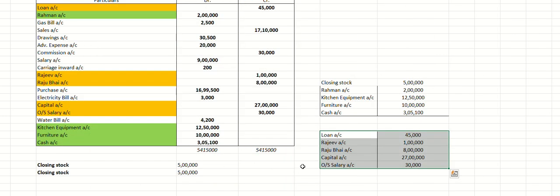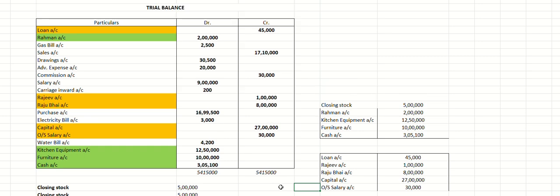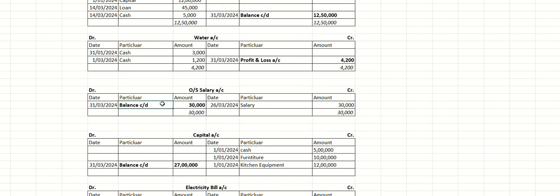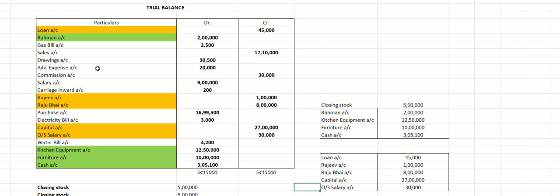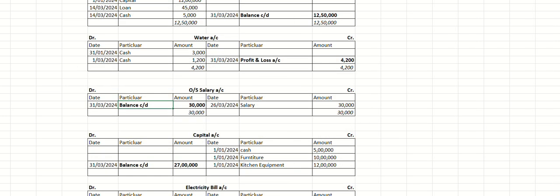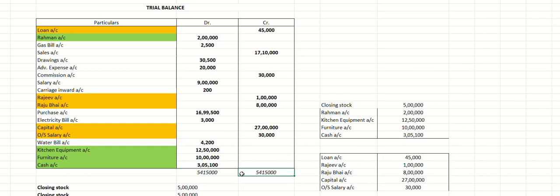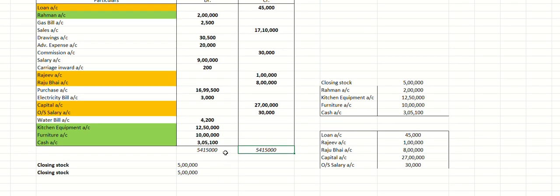From there, we move to the trial balance. How do we prepare the trial balance? We will just take the balances. For example, outstanding salary is written on the debit side in the ledger, so in the trial balance we write outstanding salary on the credit side, just opposite. Trial balance is a pre-check before the balance sheet. It makes sure whether we have done things correctly. If we have done things up to the ledger correctly, the trial balance will become equal, and the balance sheet will also become equal. We made it equal, so it was correct.